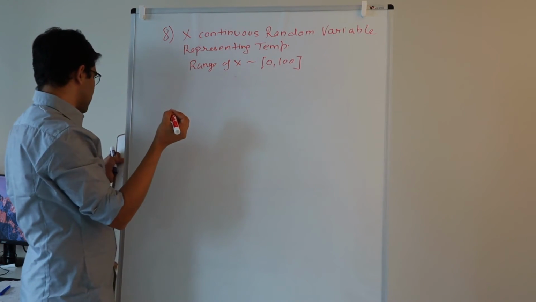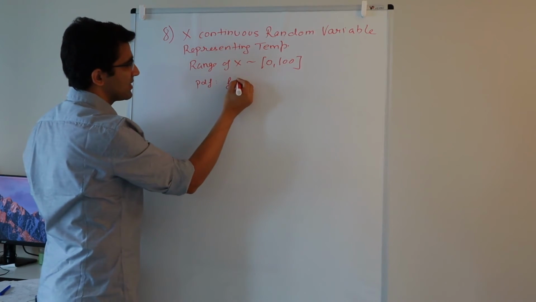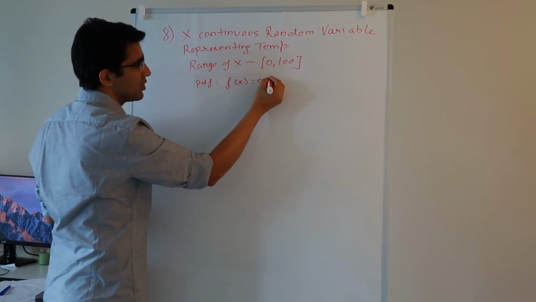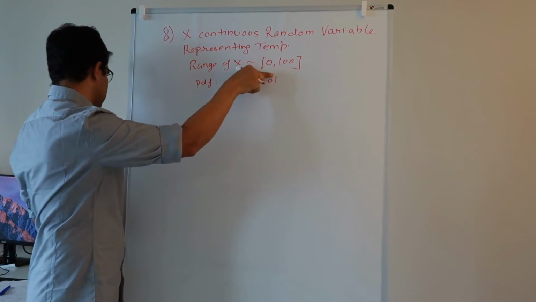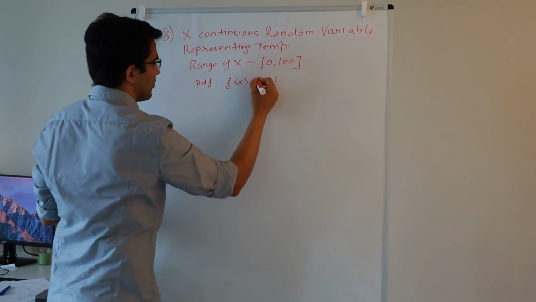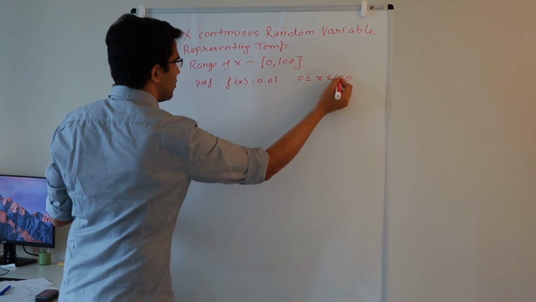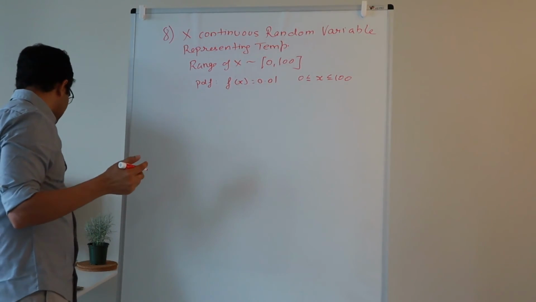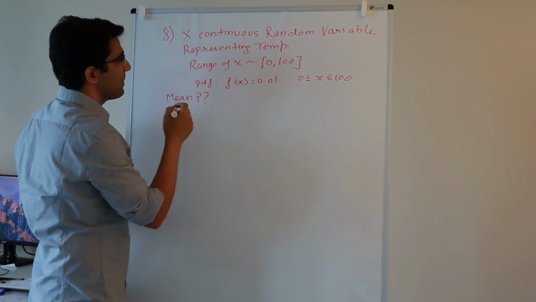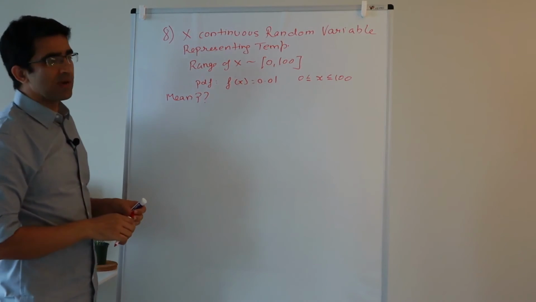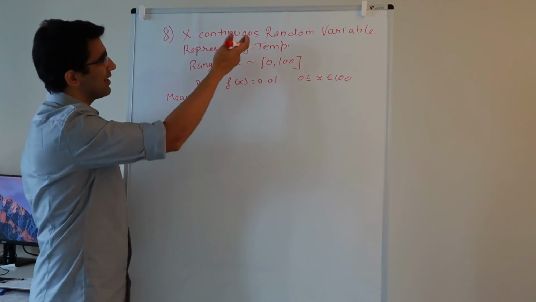And what else is given to you is the probability density function, PDF. The probability density function f(x) equals 0.01. It means probability is the same for all the values in this range, for 0 less than or equal to x less than or equal to 100. So this is the probability that you'll have. You have to calculate the mean. What is the mean of this probability function, the mean of the continuous random variable?